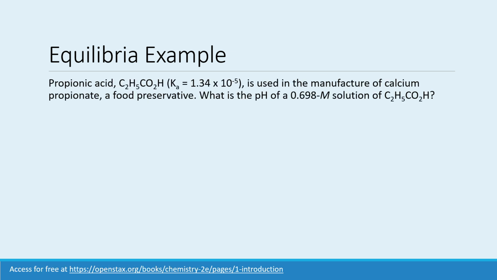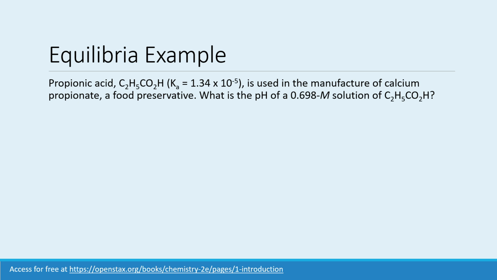Okay, we're going to do one more example in this video where we look at propionic acid. It's used in the manufacture of calcium propionate, a food preservative. What is the pH of a 0.698 molar solution of this acid?